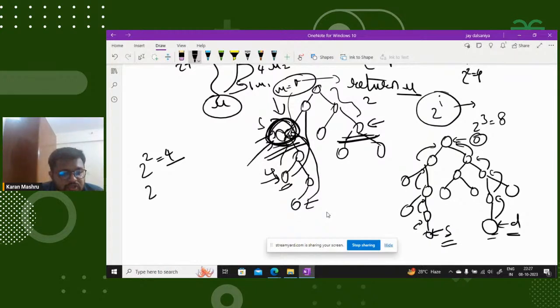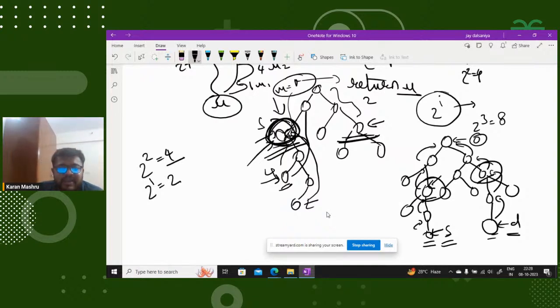Now I will go for a smaller bit, 2 power 1, which is 2. The parent of this node at 2 power 1 is how much? It is this one, right? So I will make that jump. So I'll come here, and from here I'll come here. From this destination I'll come here, and from here I'll come here.